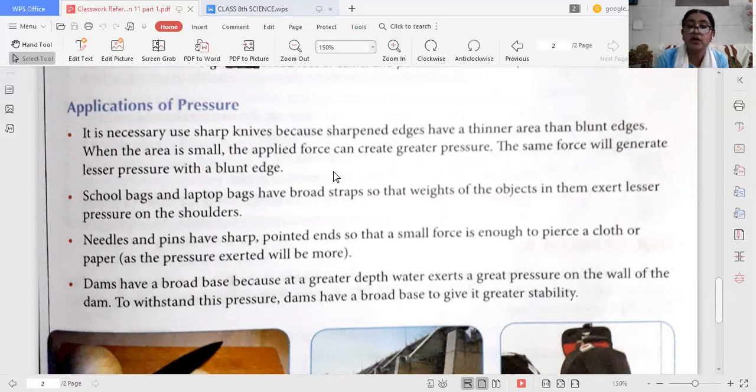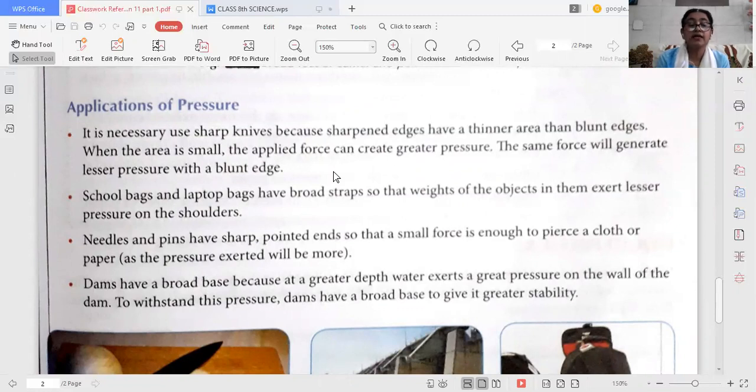We always check whether the edge of the knife is sharp or blunt, because if it is sharp, it has a small area and the applied force can create greater pressure. But if the edge of a knife is blunt, the surface area will increase. So the force will generate lesser pressure.